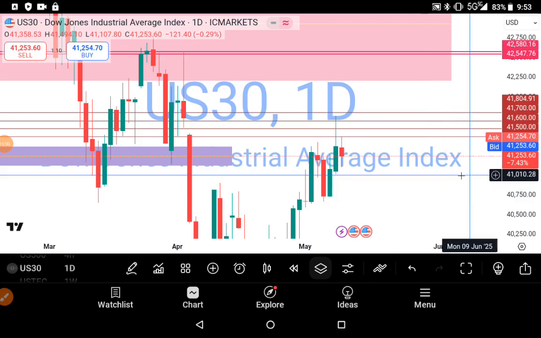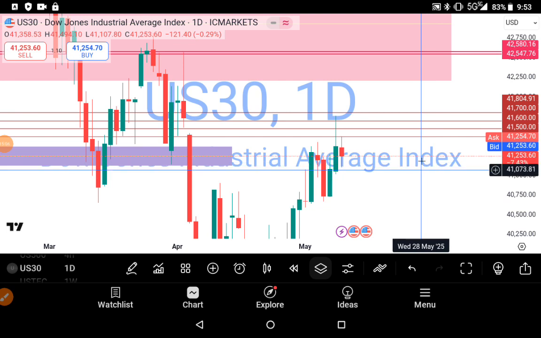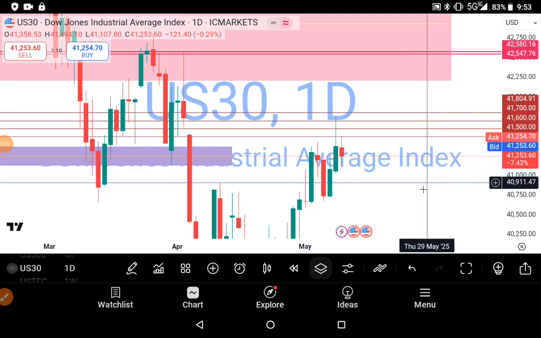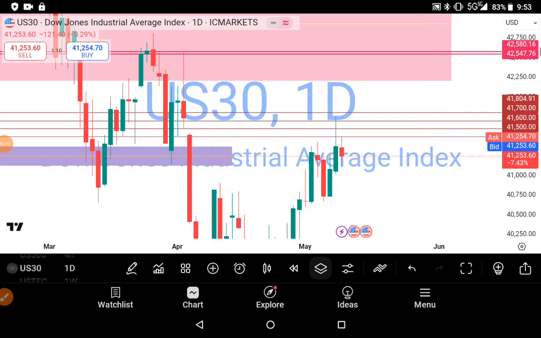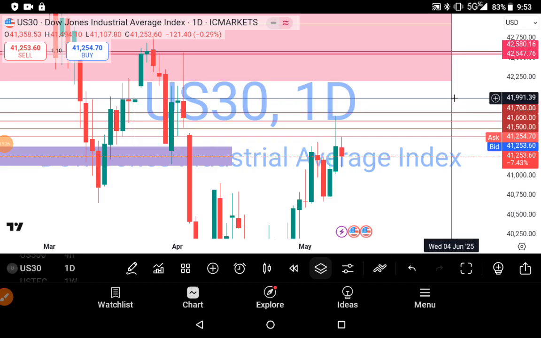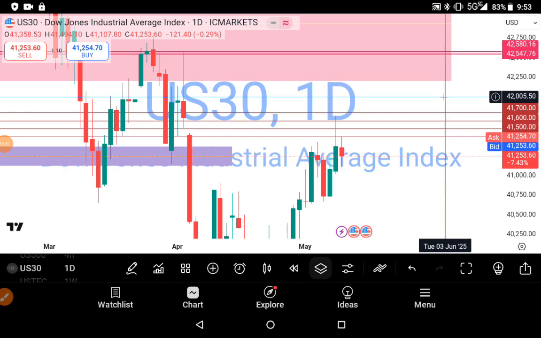As long as 41,000, listen, as long as 41,000 holds the price, that means 41,000 is my next support level. I'm expecting 41,000 to serve as a support to Dow futures. Then it should find its way. I don't know how it wants to find its way. Just find your way to 42,000.